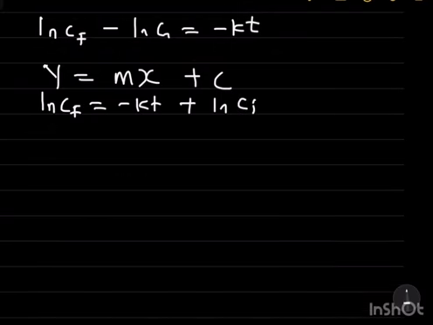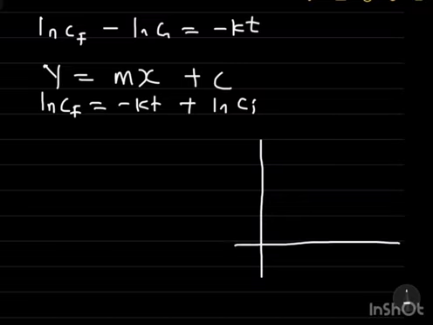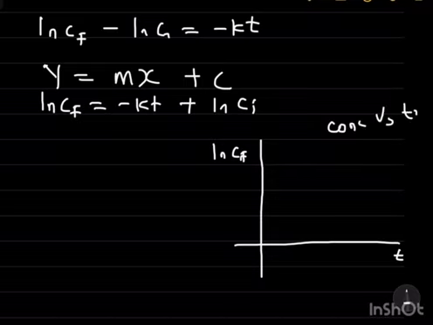ln C final represents the y-axis, and ln C initial is the intercept, while minus k represents the slope, and t, the time, represents the x-axis. So here now we have ln C final, and here we have the time. So this is the concentration versus time graph.